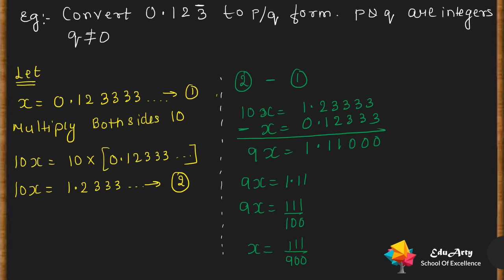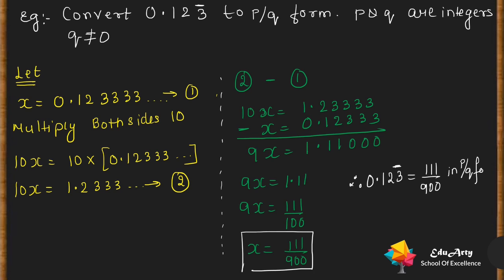So then this is your final answer, where we can say, now I have no space, so I'll write it on the other side, one second. Therefore we can say that 0.123 bar is equal to 111 by 900 in P by Q form, correct? You can multiply this further one more time and take it there. That way also we can do it. I'll do it the other way around also.